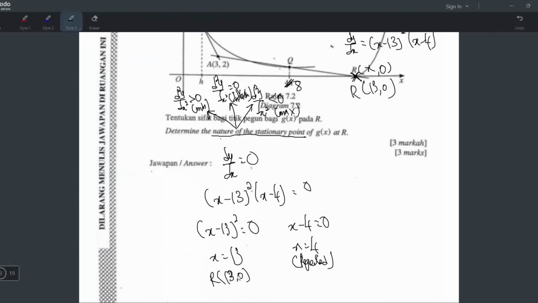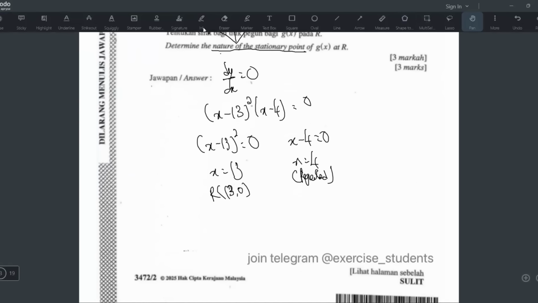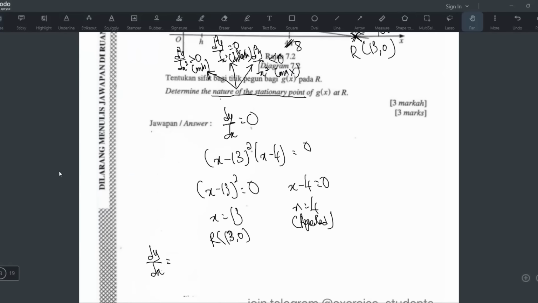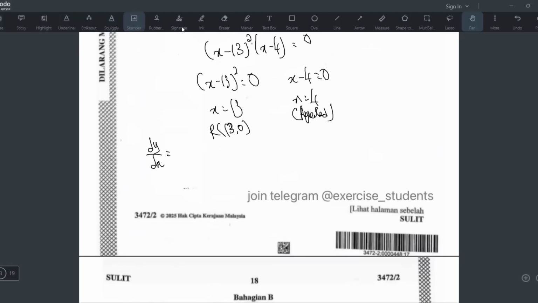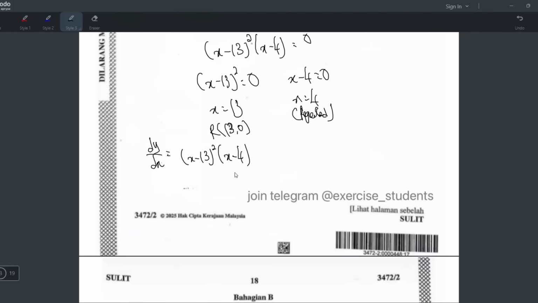But the question is actually asking for the nature. It means they're asking whether it's a minimum point or maximum point or inflection point. So we have to do the second derivative, the d2y over dx2 right now. Okay, and in order to find the second derivative, we need the first derivative. So the first derivative is this, (x minus 13) square, (x minus 4). Now we have to find out the second derivative, d2y over dx2. If you want to find d2y dx2, all you need to do is take the dy dx and then differentiate one more time.